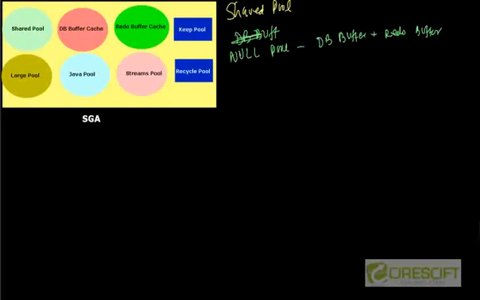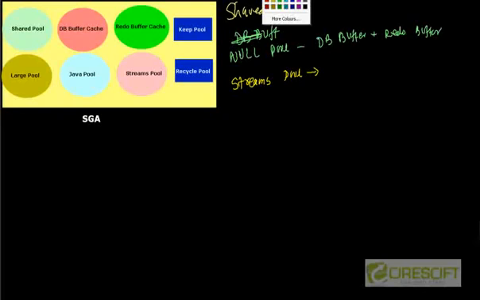The next one is called the streams pool. Oracle Streams is a product which replicates data from one database to another database, and Oracle Streams uses this streams pool to handle that replication. It's not necessary that every database will contain a streams pool. If we have configured Oracle Streams to work, then Oracle will allocate a pool of memory for those operations, called the streams pool.